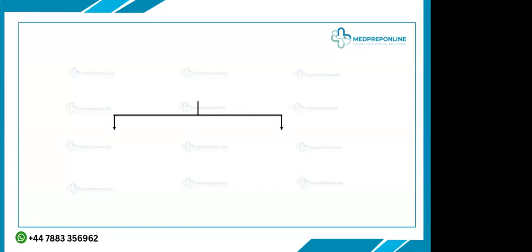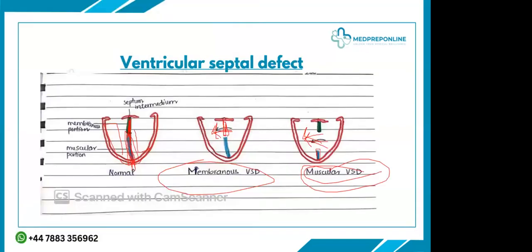So you need to remember how the interventricular septum was formed, how many portions it has. It has a muscular portion, it has a membranous portion. So when the membranous portion is missing, it is going to be called a membranous VSD. And when the muscular portion is missing, it is going to cause a muscular VSD.